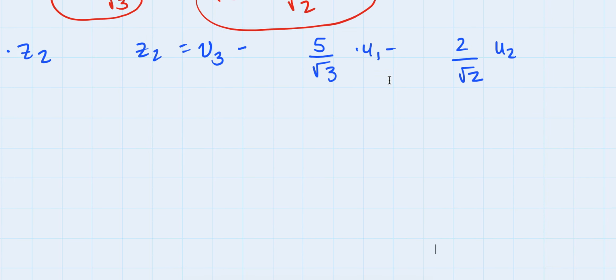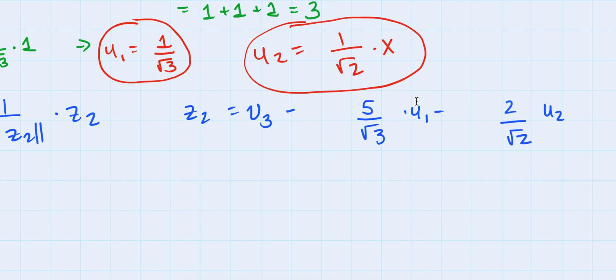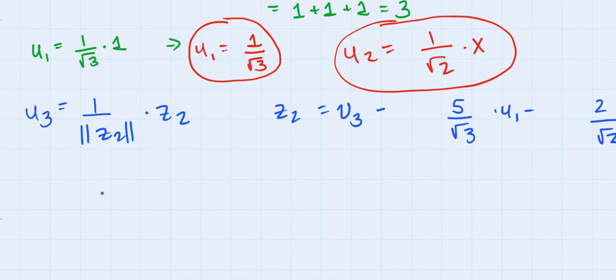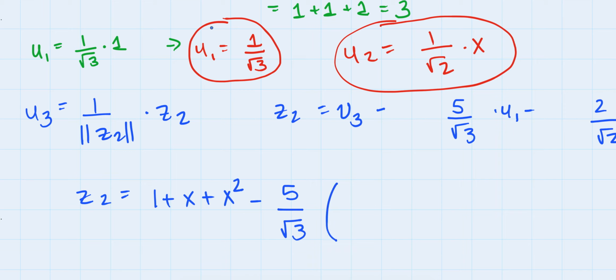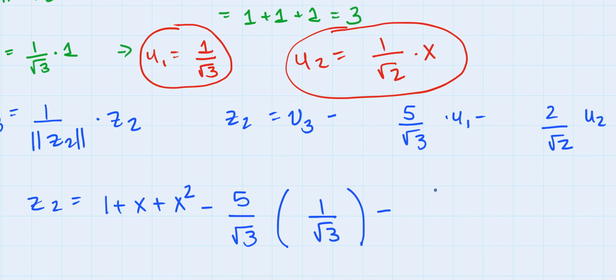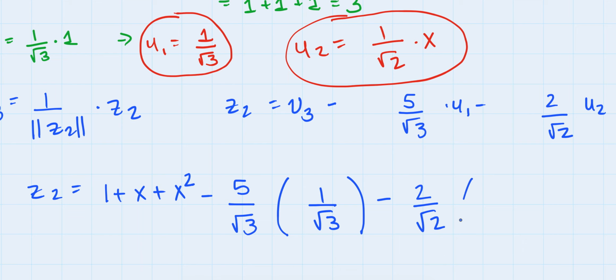Okay, and now that we have this formula for Z2, we're just actually going to calculate it. So I'm going to put in what V3 is, and then I'm going to put what U1 is and what U2 is in these positions. So Z2 is V3, which we said is 1 plus x squared, minus 5 over root 3 times U1. Well, if you recall, U1 is 1 over root 3, minus 2 over root 2 times whatever U2 is, which is x over root 2.